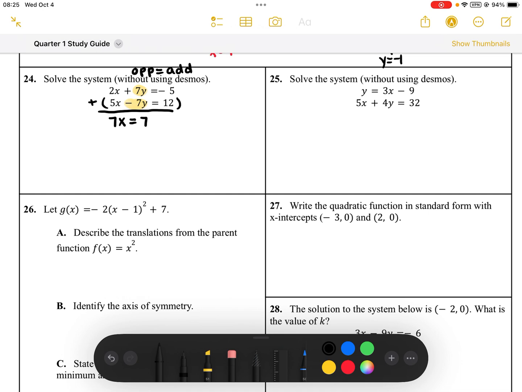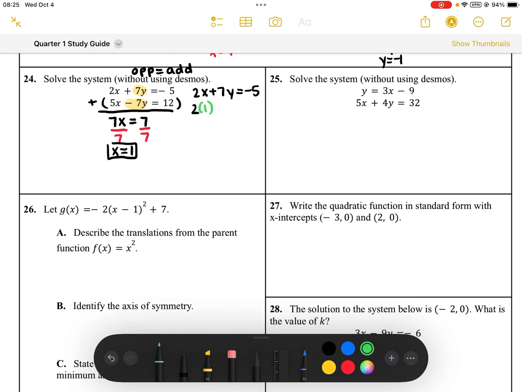Now I need to simplify to isolate my variable. So I need to divide both sides by 7. So I'm going to get x equals 1. Now my solution needs to be an ordered pair, so I need to find my y value. I have the x value, I need to find y. I can use either equation, either the first or the second. I'm going to use the first equation. So we have 2x plus 7y equals negative 5, and I'm going to substitute in what we got for x.